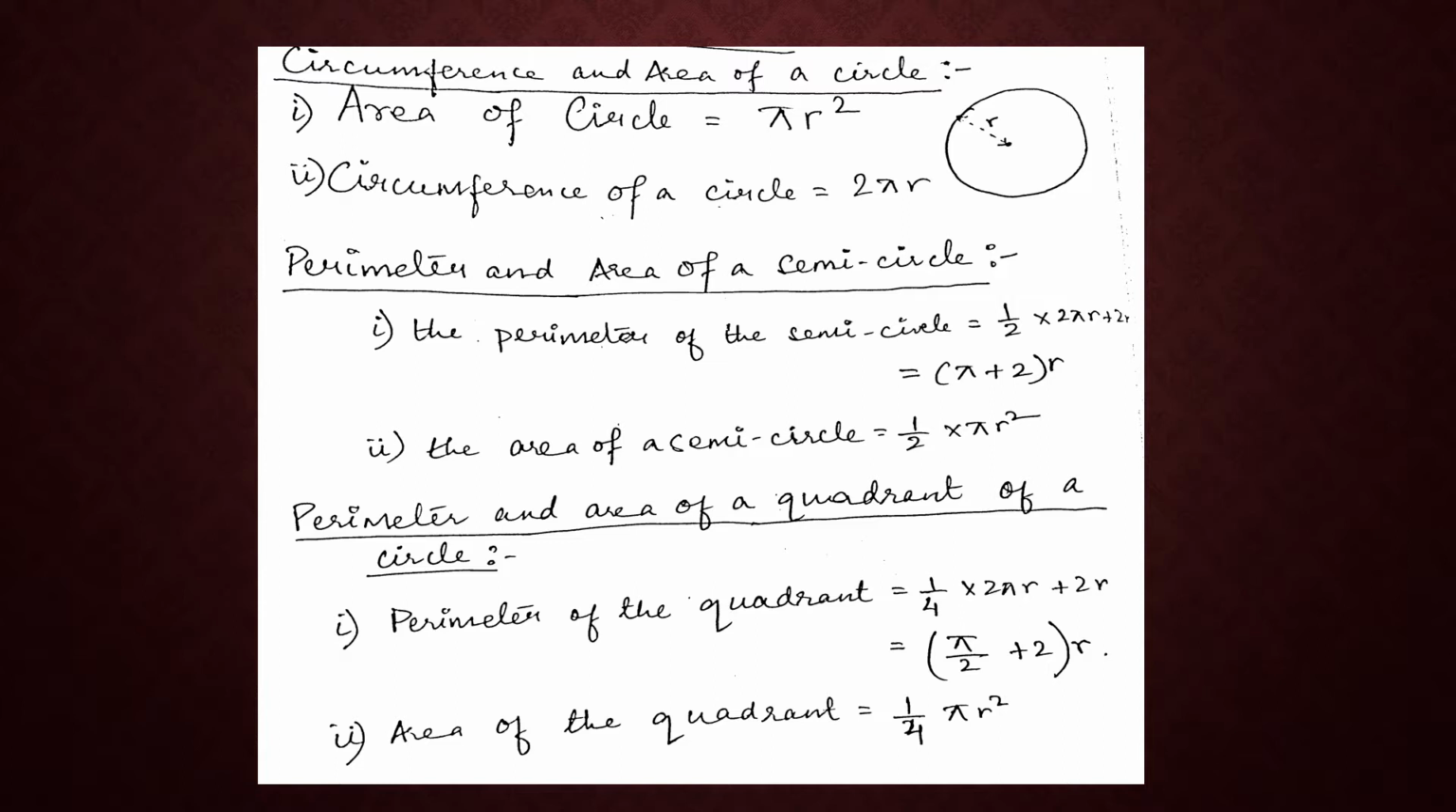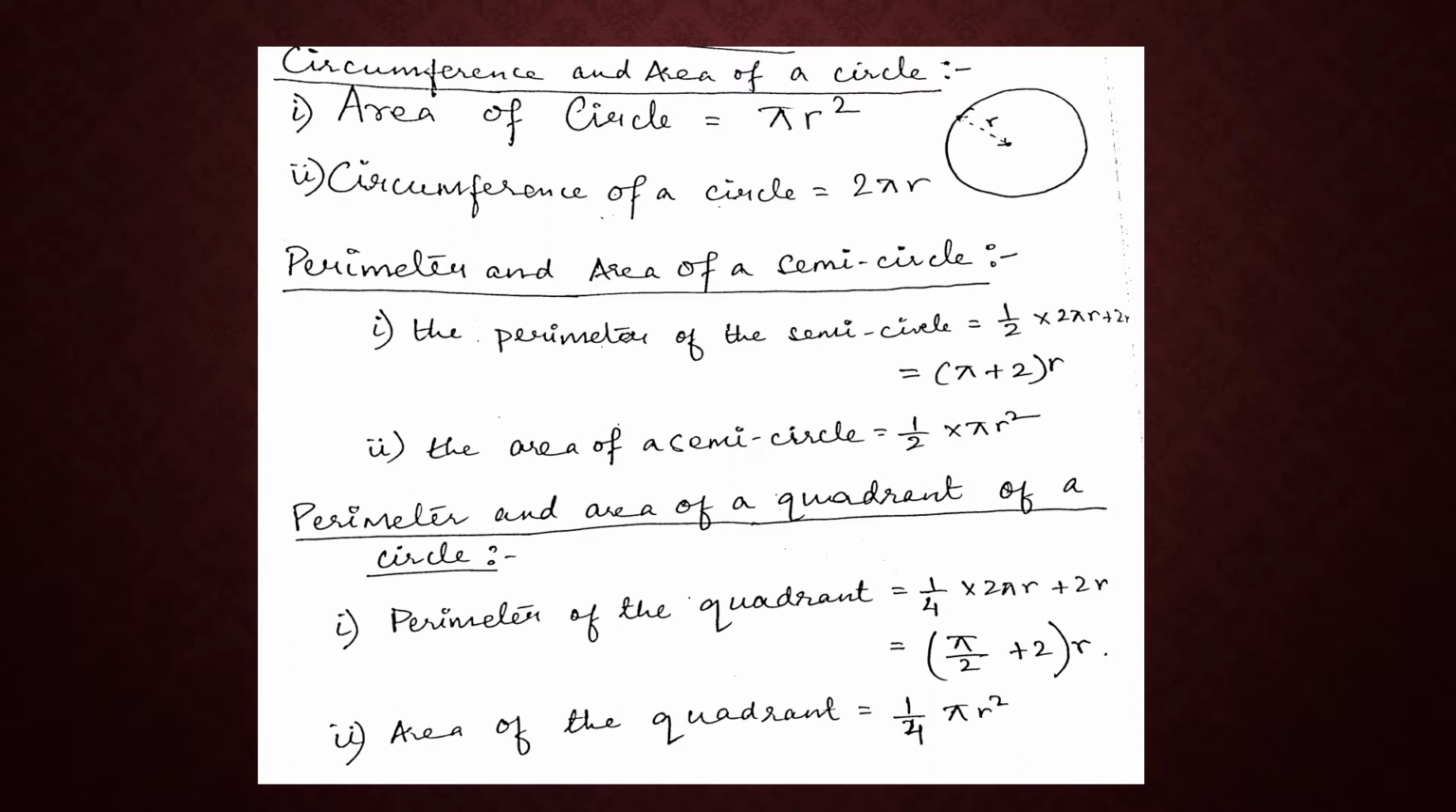So for a semicircle it should be half of 2 pi r plus 2r, because it also includes the diameter. If you remember the semicircle, the diameter is equal to 2 times the radius, so that is why we add 2r here. So the formula becomes (pi plus 2) r, and the area of a semicircle is half of the area of a circle, that is half of pi r square.